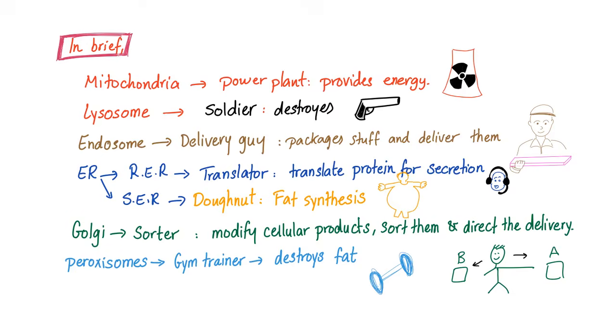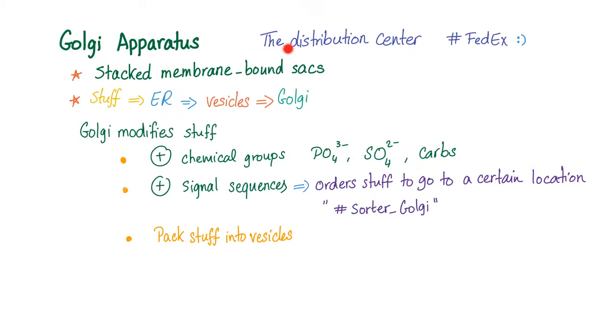Peroxisomes are the gym trainers. Golgi Apparatus, the distribution center. The sorter is a group of stacked membrane-bound sacs. Stuff goes to the ER, endoplasmic reticulum, then into vesicles, then into Golgi, then to their destination.